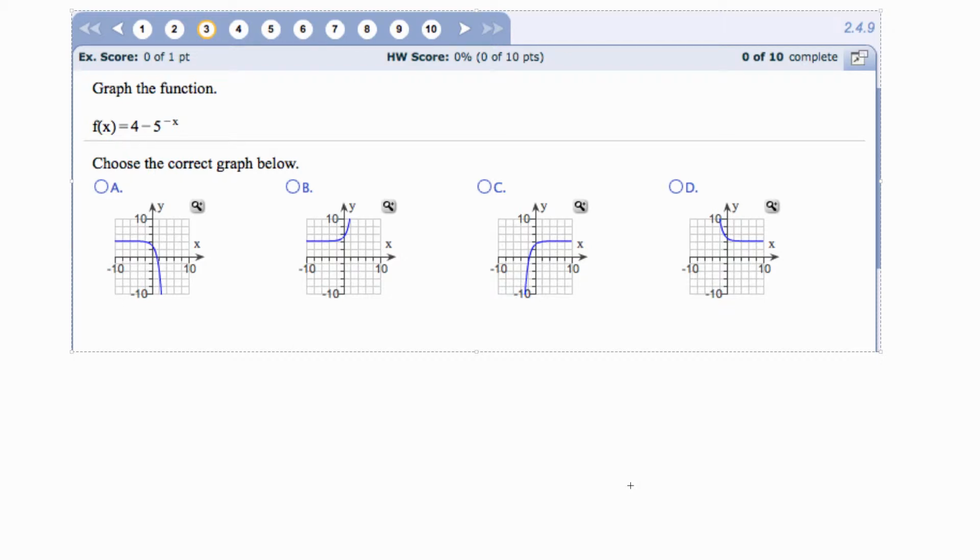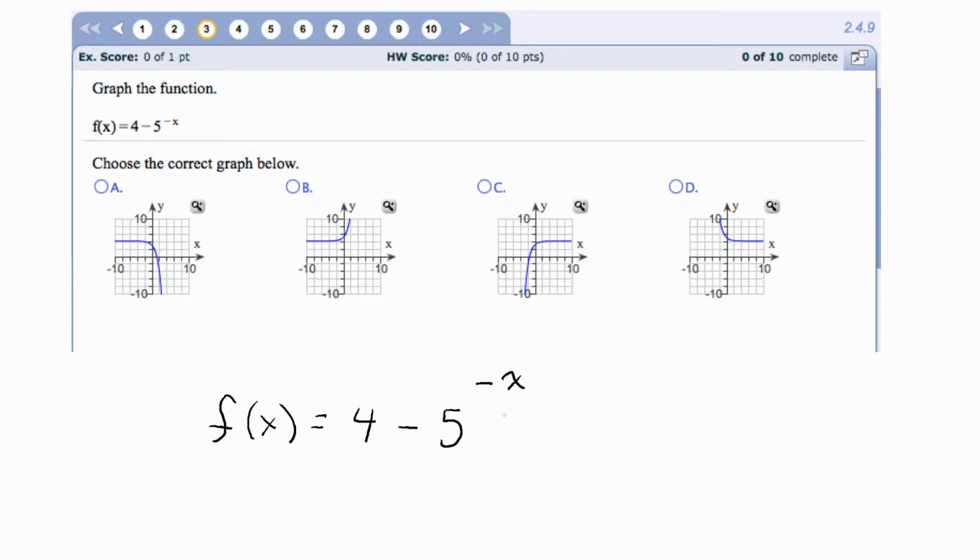Hello. I'll do this example. This is graph this function. All right, so you have this f of x. Wait, sorry, let me get my thing here. So if you have f of x is 4 minus 5 to the negative x power.